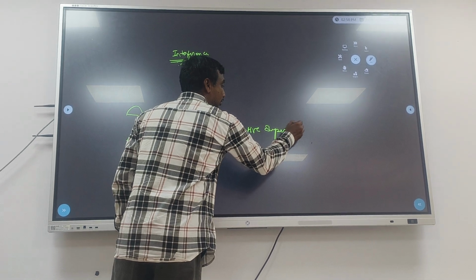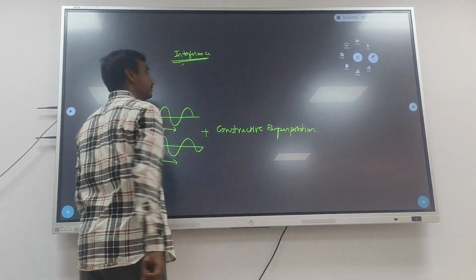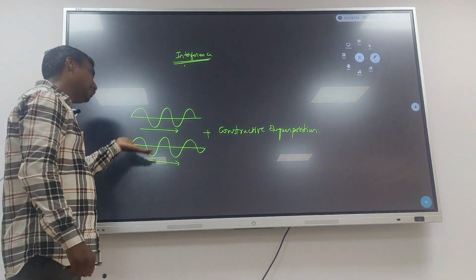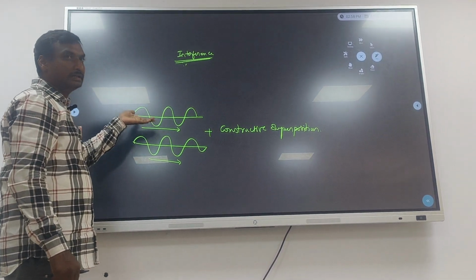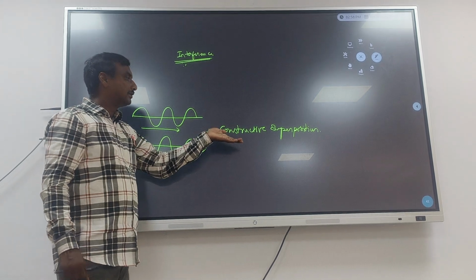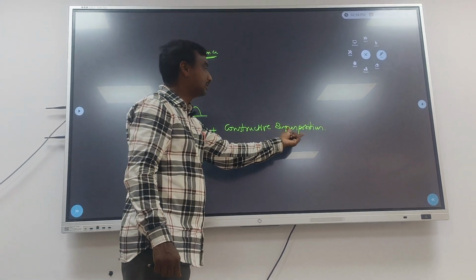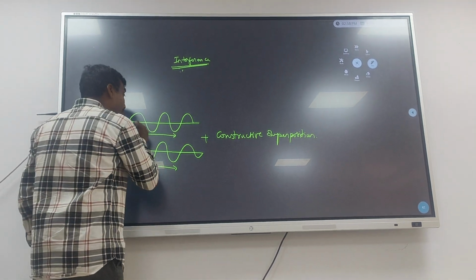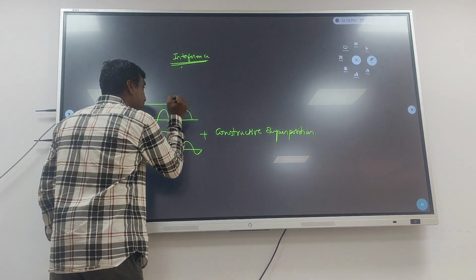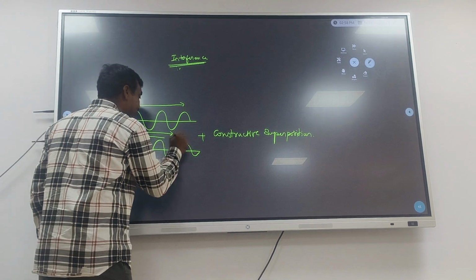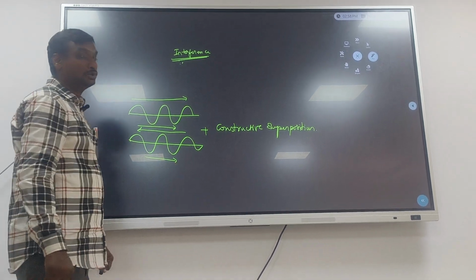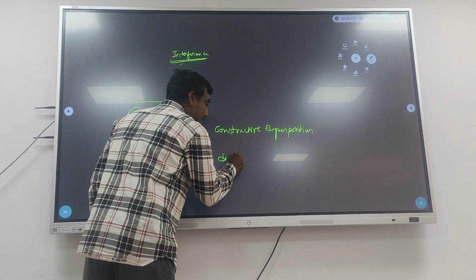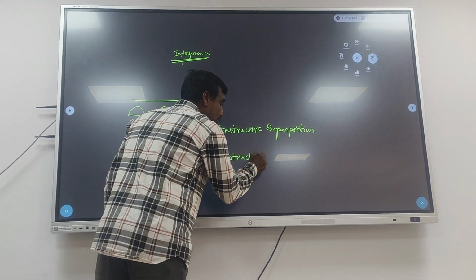When two waves are traveling in the same direction and these two waves are added, then that process of superposition is known as constructive superposition. If one wave is traveling in this direction and another wave is traveling in the opposite direction, the resultant will be destructive superposition.